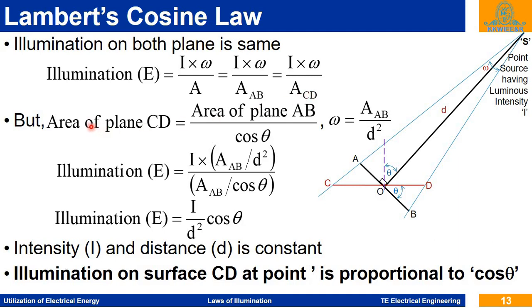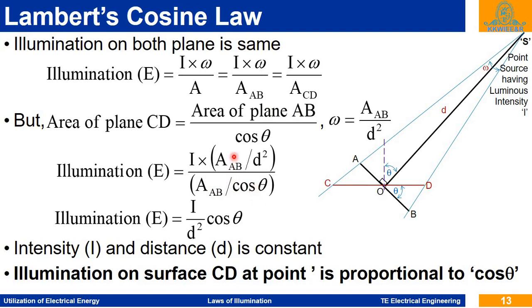But we find out the area of plane CD, which is equal to area of plane AB divided by cos of theta. So we substitute here the area of this plane CD, and the solid angle omega is equal to area of plane AB upon d square. So here we replace this solid angle with this equation, and we replace this area of CD plane with this equation. So here I multiply by solid angle is equal to area of plane AB upon d square, total divided by, now we replace this ACD, is equal to area of plane AB upon cos of theta.